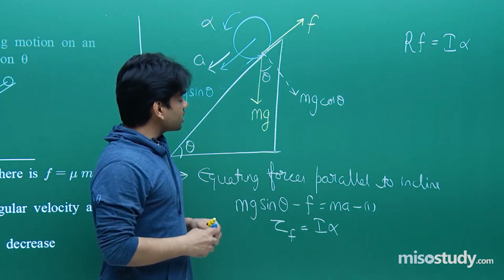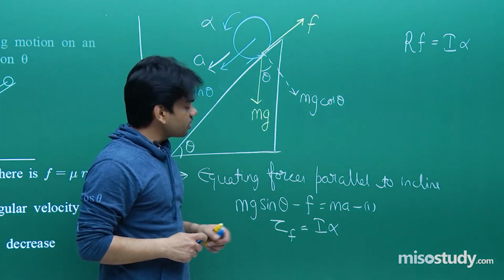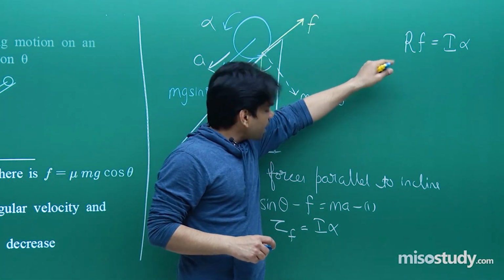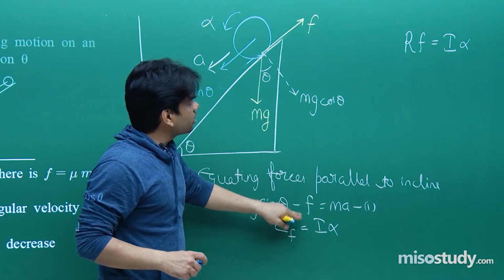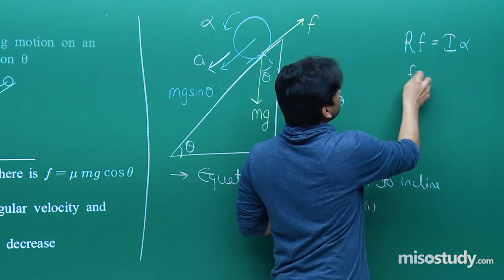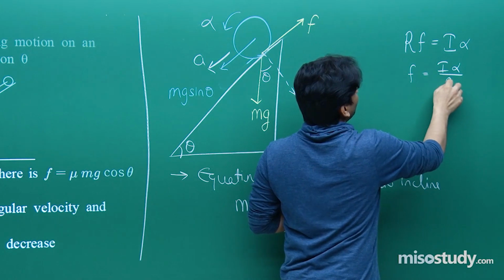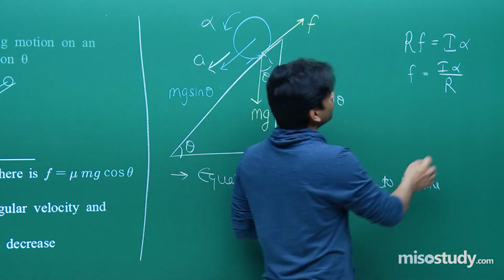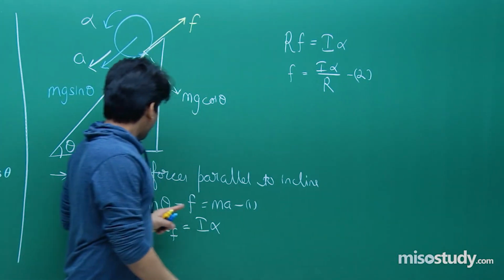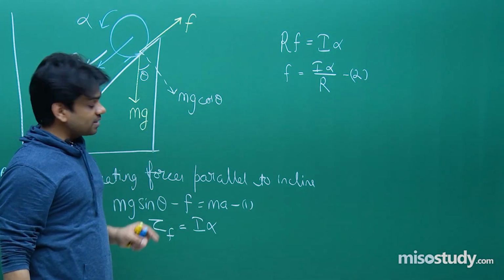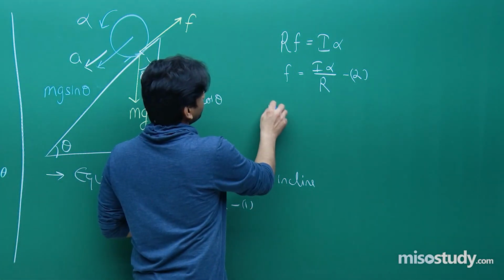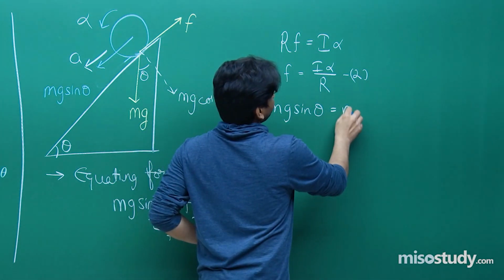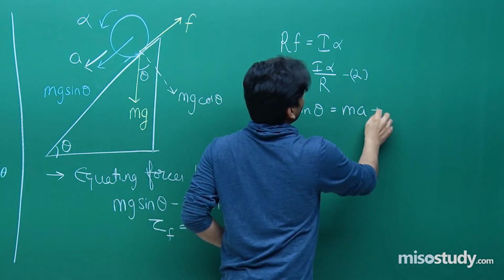Now using these two equations, we have to frame an equation for the frictional force. If we eliminate frictional force using both the equations, we will have F is equal to I alpha by R. Adding both the equations 1 and 2, mg sin theta minus f and plus f will be cancelled out. Mg sin theta is equal to ma plus I alpha by R.